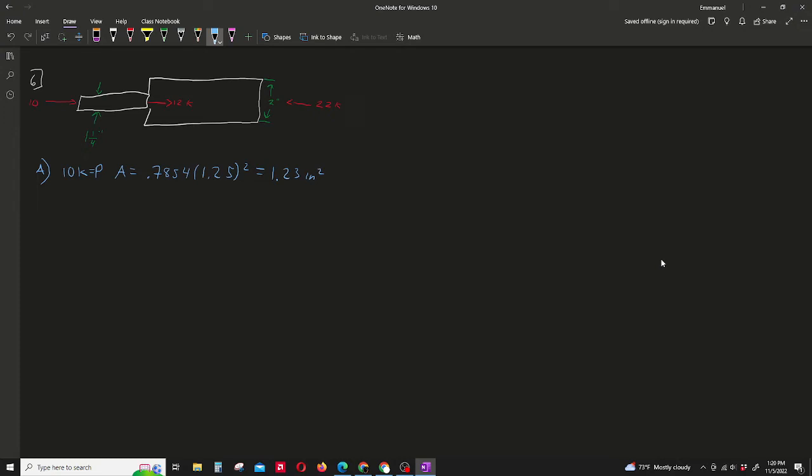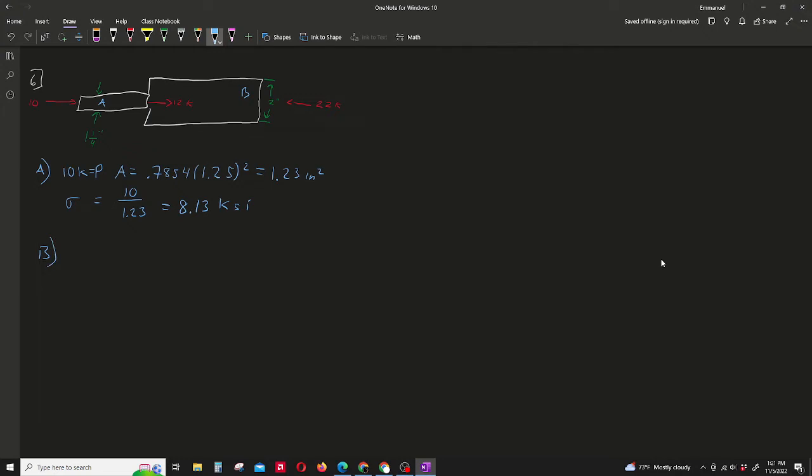So therefore, our stress in this case is going to be equal to that force over area, 1.23, which gives us an 8.13 kips per square inch value. And then for segment B, and I'll just write in here, this is segment A, this is segment B.